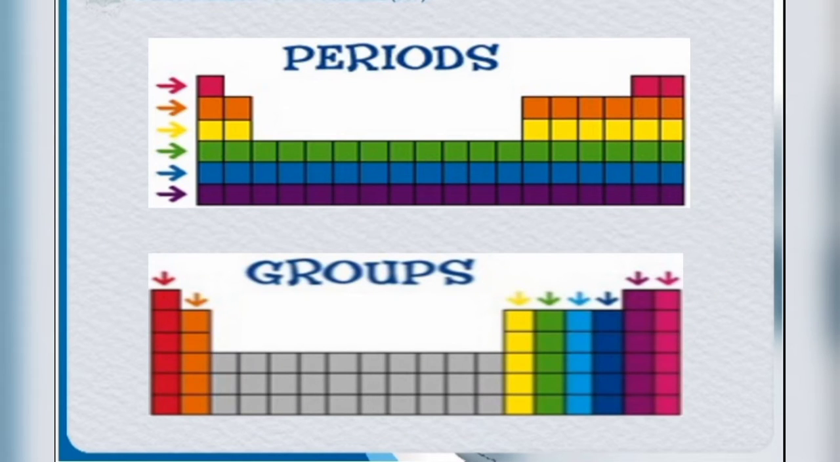Here in this slide, you can see the horizontal rows of the periodic table are called periods. And students, how many periods do you find in the periodic table? Yes, there are 7 periods in the periodic table. And the vertical columns of the elements in the periodic table are called groups. And how many groups do you find in the periodic table? Yes, there are 8 groups in the periodic table. Students, always remember that periods indicate the n value of the valence shell and groups indicate the total number of electrons present in the valence shell.